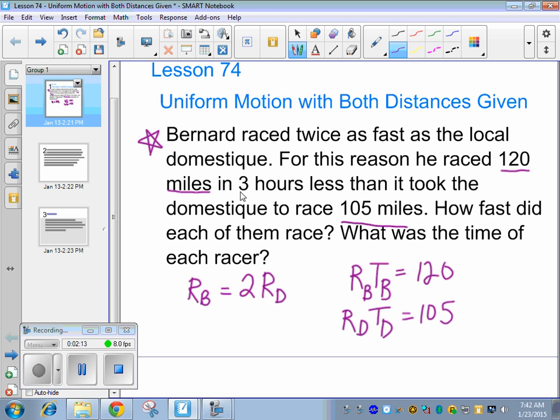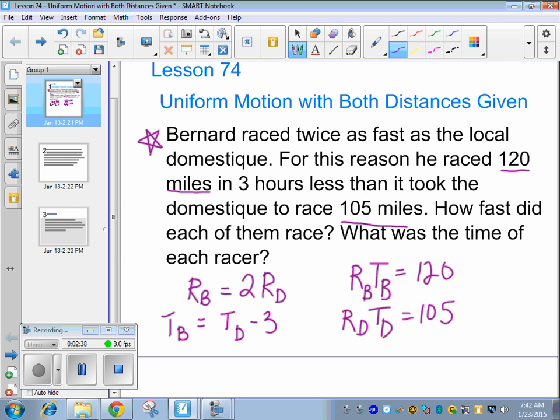And then we have one more formula. For this reason, he, meaning Bernard, went 3 hours less than it took domestique. So that would be a formula about time. Who thinks they could write that formula? Brennan? Time Bernard is the time of domestique minus 3. Yep. Good job. Okay. Time Bernard is equal to the time of the domestique minus 3.